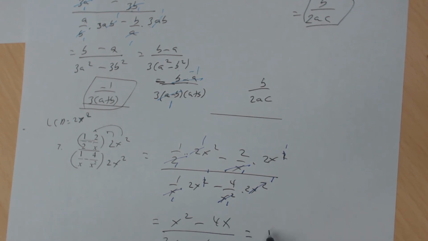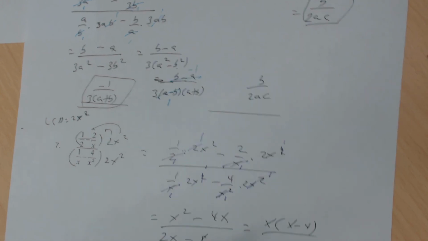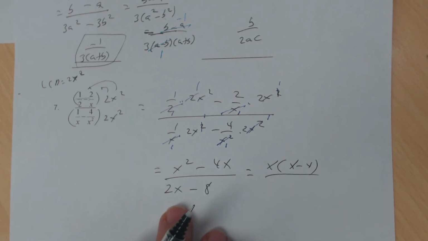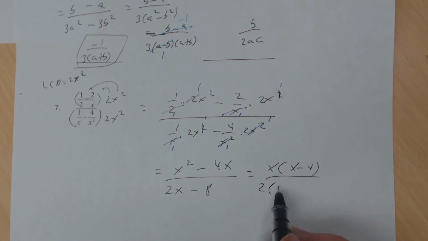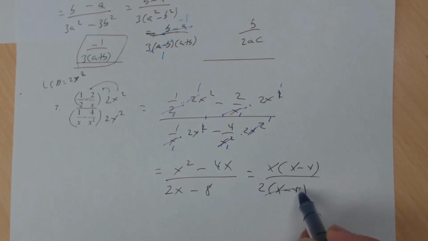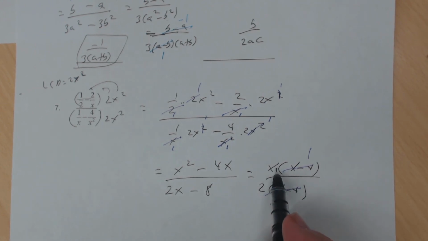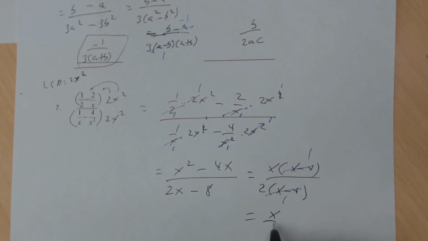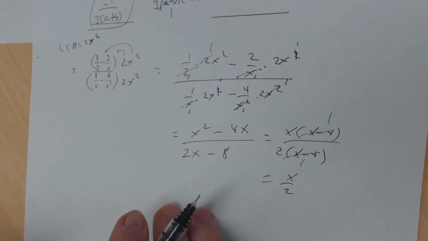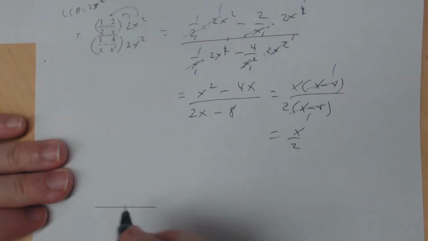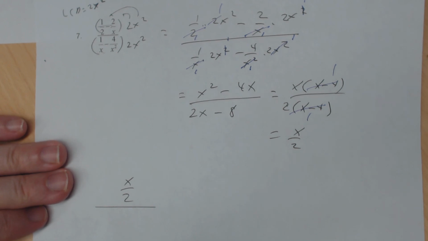And then factor in the numerator and the denominator. In the numerator, I can factor out an x, so I get x times x minus 4. And in the denominator, I can factor out a 2, so I'm left with 2 times x minus 4. And then notice that these factors of x minus 4 divide out. And don't forget, you're left with factors of 1 in their place. Kind of makes sense because x minus 4 divided by x minus 4 is 1. And you're left with x divided by 2. And so there's your answer for number 7, x divided by 2.